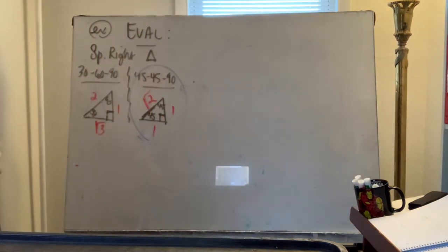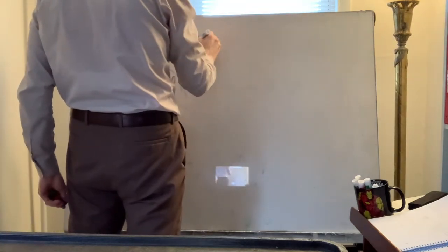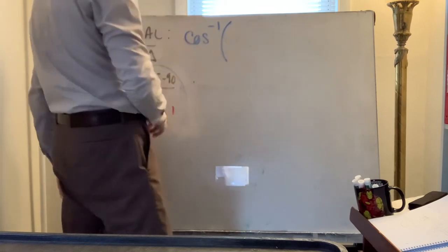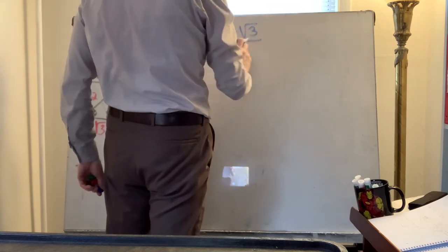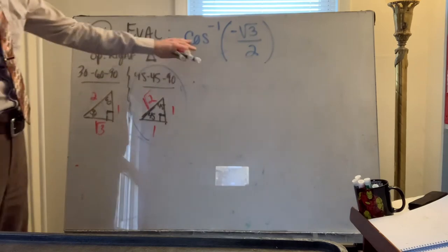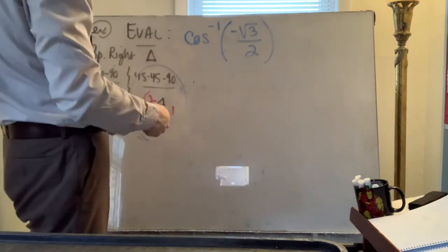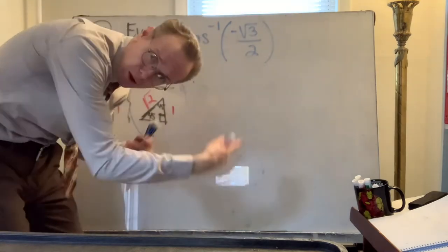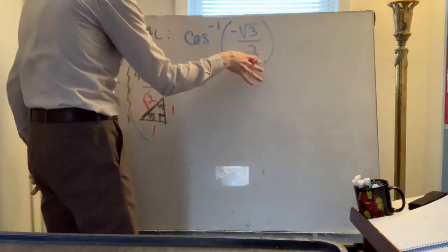Sorry for the darkness. Let us say that you had to evaluate instead the inverse cosine of this ratio: negative square root of 3 over 2. I'm so predictable, right? Again, this expression is probably the way that something would be given to you, but get in the habit of talking yourself through the logic. This is an inverse, so what would that have to represent?